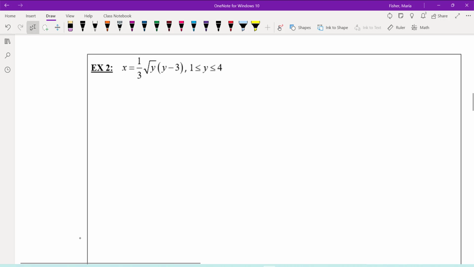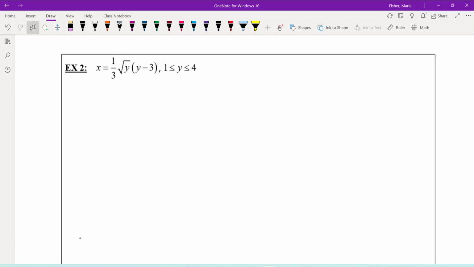Let's look at our next one. We have x equals 1/3 square root of y times y minus 3, and we're told that y is between 1 and 4. We have our a and our b again, and we have this function, which is x as a function of y. So I know I'm just going to be integrating with respect to y, and my arc length is still the same formula. It's still the integral from a to b of the square root of 1 plus the derivative squared, and again, dx if you're a function of x, or dy if you're a function of y.